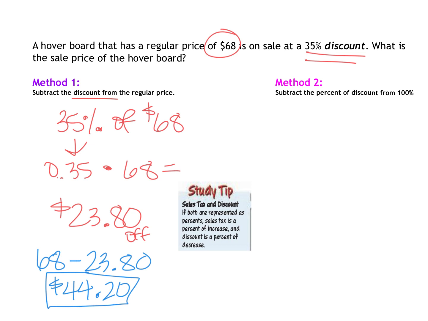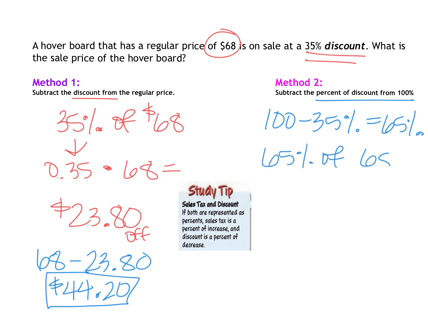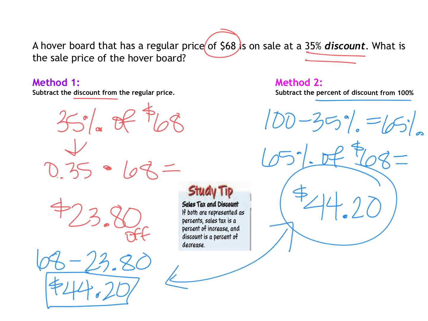My next method is subtracting the percent of discount from 100%. So before, just like we added the percent to 100, we can subtract it. So if we do 100 minus 35%, we get 65%. So basically what we're paying is 65% of the hoverboard. So we could take 65% of 68. And if you check that in your calculator and we do 0.65 times 68, we would get 44.2, which we add that 0, and then they match up.